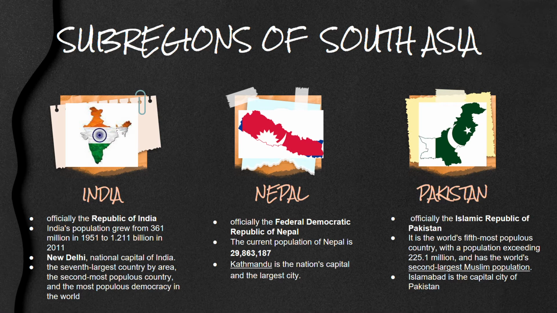Kathmandu is the nation's capital and the largest city of Nepal. Next country is Pakistan. Pakistan is officially the Islamic Republic of Pakistan. It's a country in South Asia. It is the world's fifth most populous country with a population exceeding 225.1 million and has the world's second largest Muslim population.